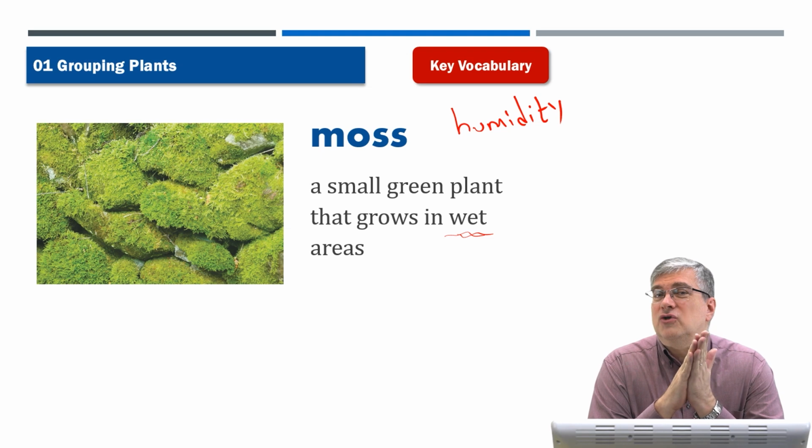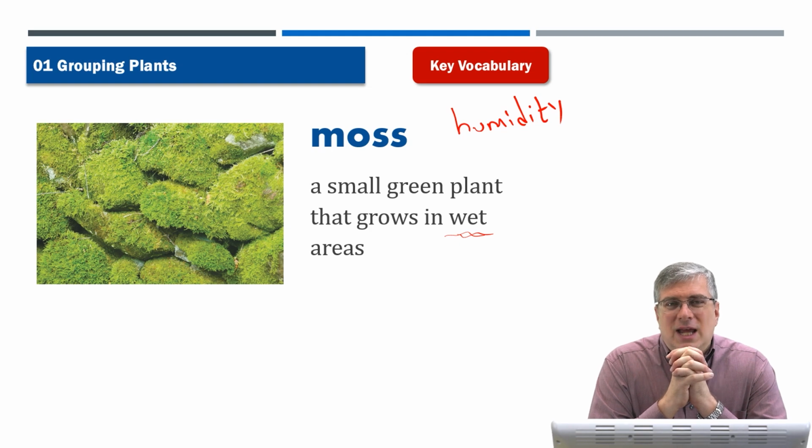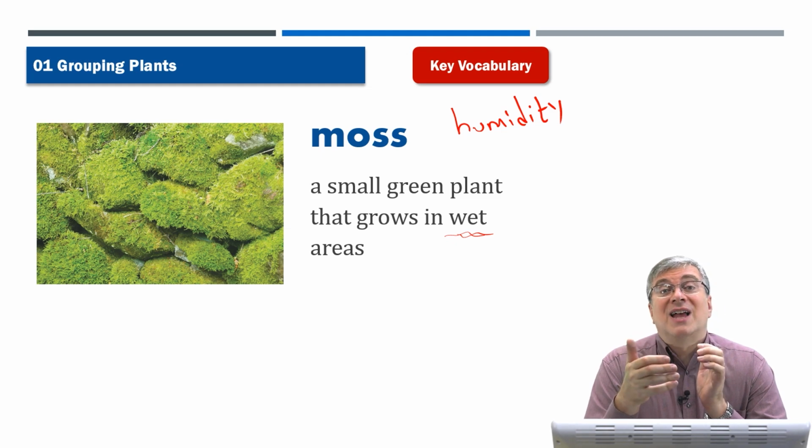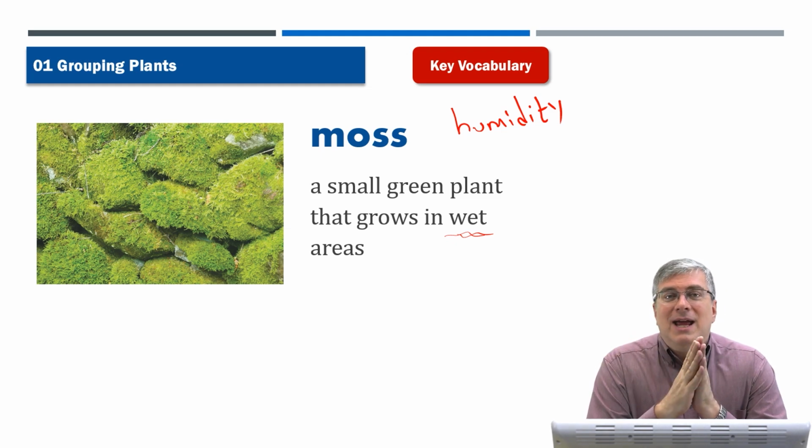It also grows on trees. And in fact, it's interesting. When I was growing up, I grew up in the American West, and people said, if you want to know directions like north, south, east, and west, there's a common saying that goes like this: moss always grows on the north side of the tree.